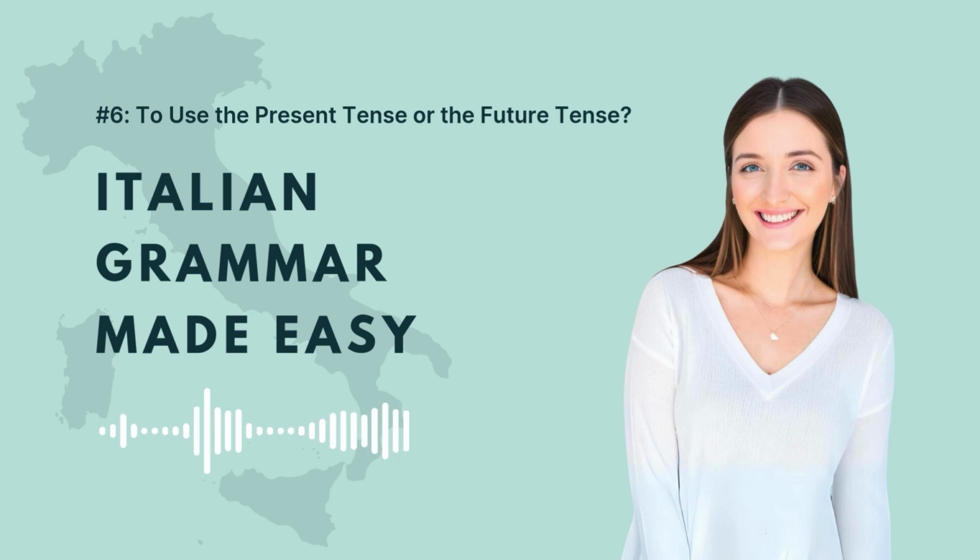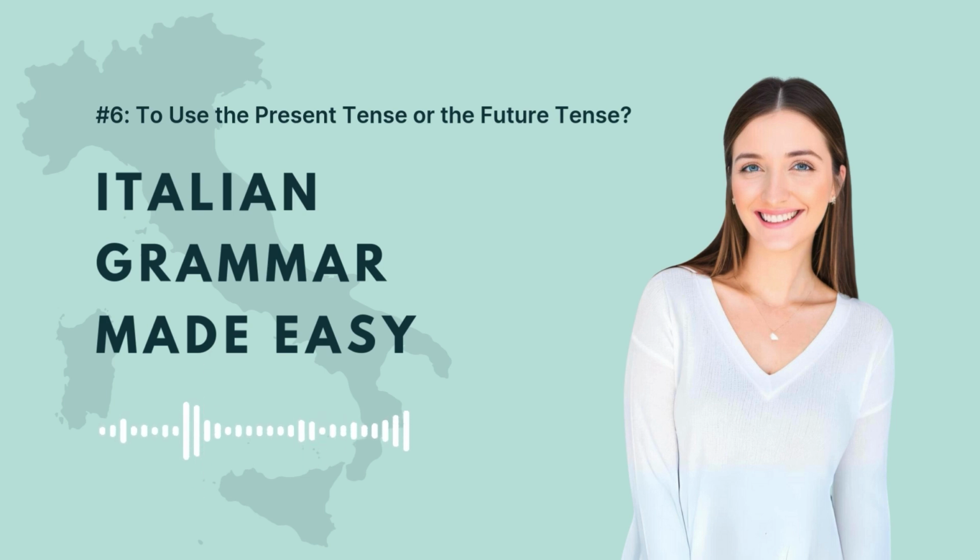The second case where we tend to use the present tense in place of the future is with the periodo ipotetico della realtà. I know, a lot of Italian words. In other words, to express hypotheses for situations which are real or possible. Since these situations are real and they are possible, we can use the present indicative. For example, se piove ci bagniamo. If it rains, we'll get wet.